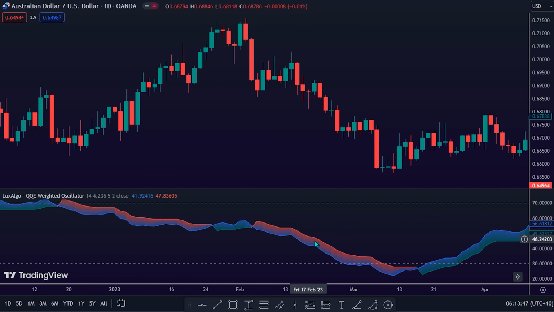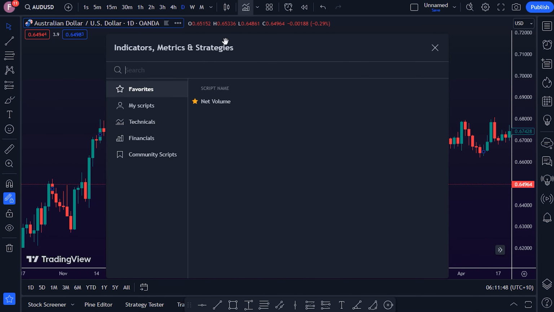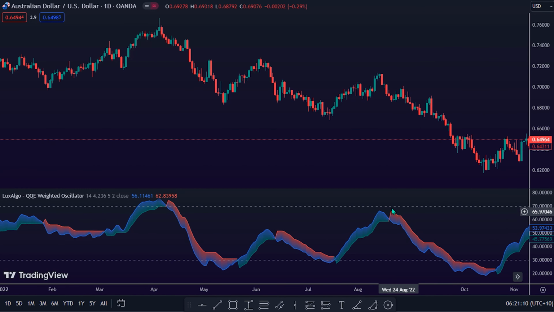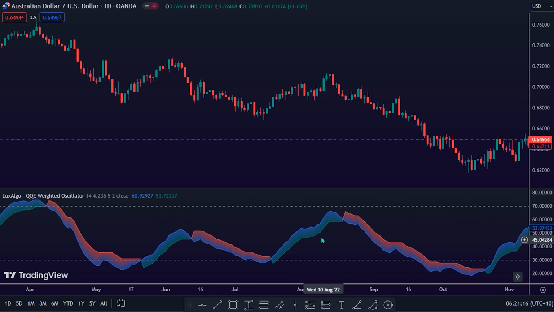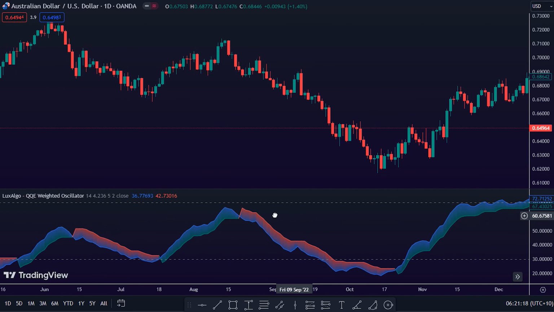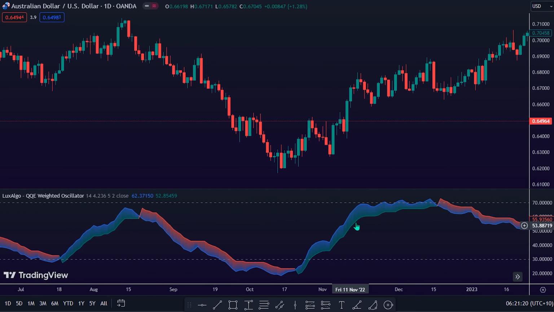To apply this indicator on the trading chart, search the keyword QQE Weighted Oscillator and select the QQE Weighted Oscillator by LuxAlgo on the TradingView Indicator Community Scripts folder. Here is the trading indicator. Before I proceed to educate you about how this trading indicator works, I need to highlight this indicator and its purpose so you can quickly understand how it works.